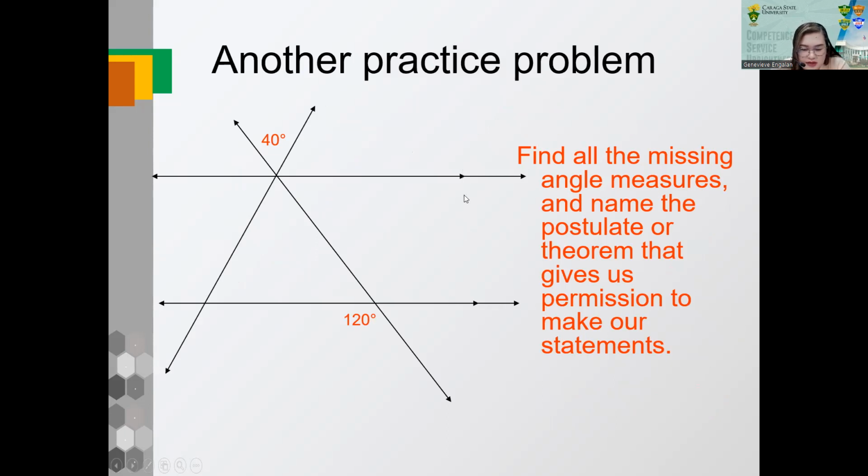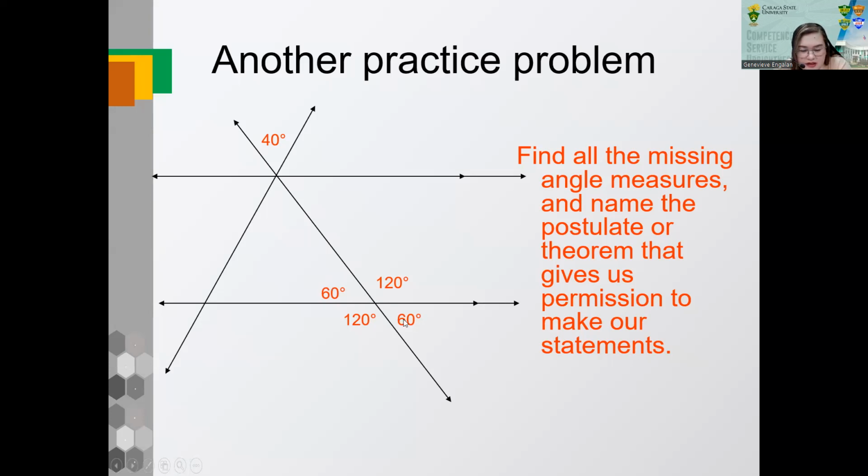Okay, so kini sila are parallel lines, tungod ani nga symbol, no? And we have two transversal lines. Nganong 120 man ni? Vertical angles. So vertical angles are congruent. Nganong 60 man ni? Linear pair, because they form a linear pair and linear pairs are supplementary. Pwede linear pair, pwede po vertical angle aning 60.